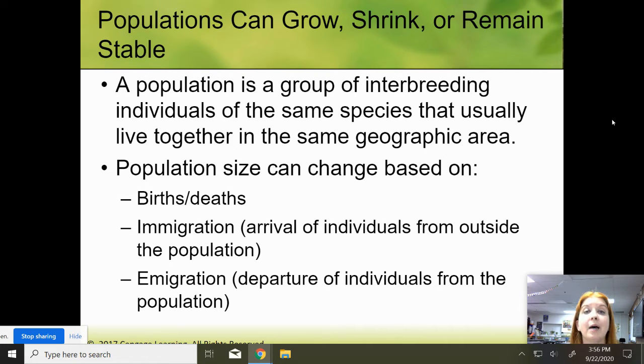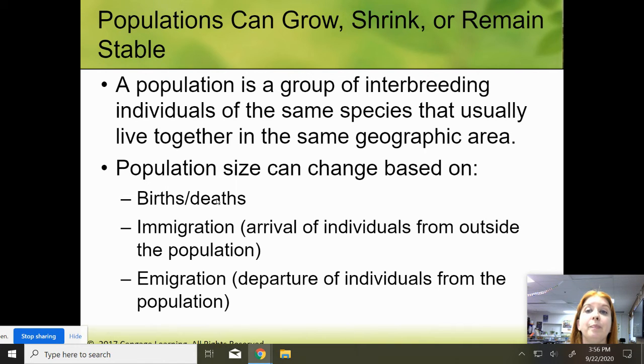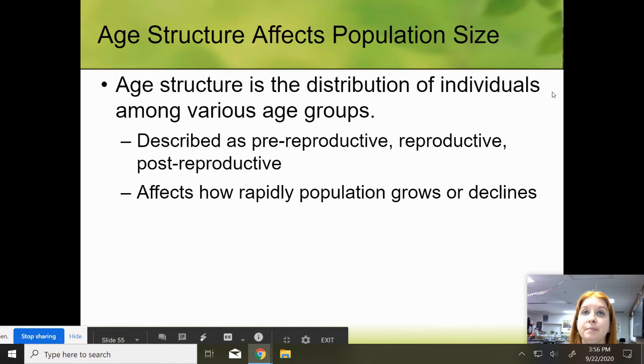So maybe something is happening and they've decided to leave, and that's going to make the population in that area smaller. You can also maybe have a whole lot of births, so that will increase, but then you have a whole bunch of people leaving, so that will decrease. So these things can cancel each other out, but understand that births and immigration are going to increase a population, whereas deaths and emigration are going to decrease a population.